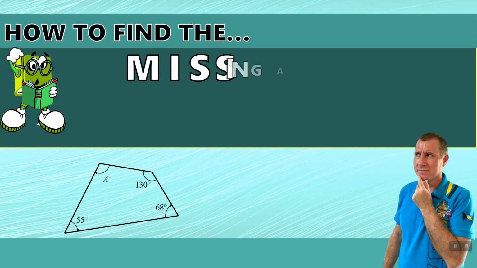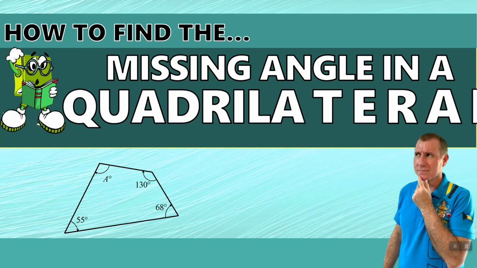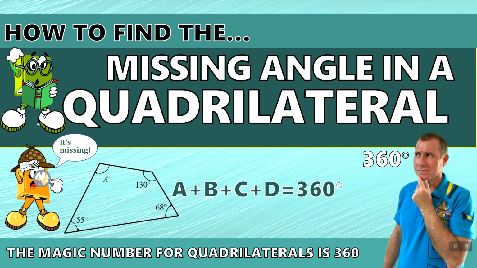In today's video, we will learn how to find the missing angle in a quadrilateral. You will discover a formula, A plus B plus C plus D. The four angles in a quadrilateral all add up to 360 degrees.